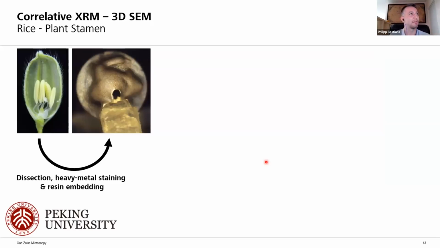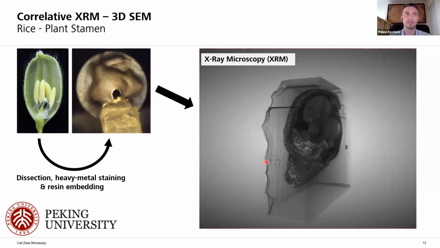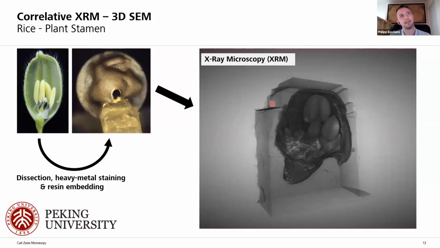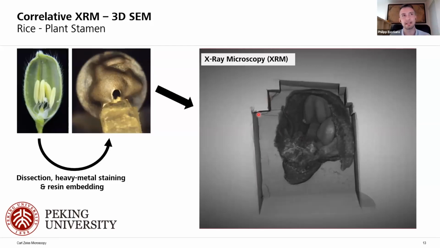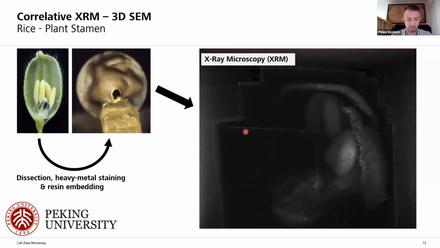In that case, rice plant, the stamen of it, right? And we did pretty much the same, did the heavy metal preparation, put it into an X-ray microscope. This is the 3D view of it, where we can see the resin air interface, and that's really helpful feature to eventually prepare the sample and put it onto the pin.